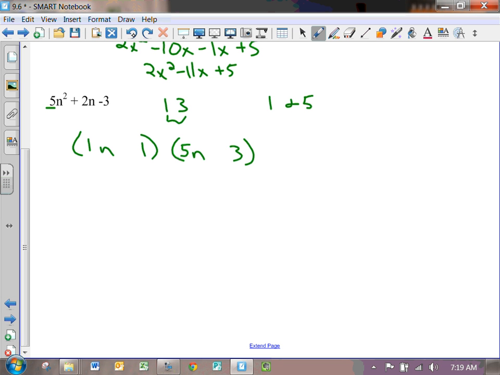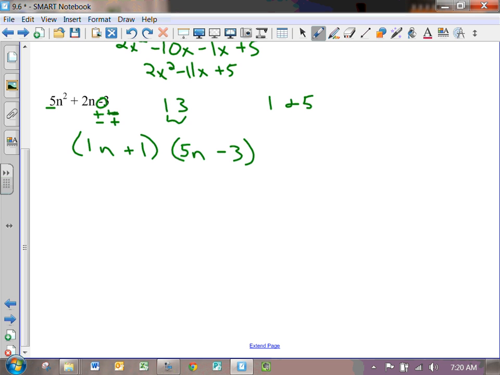So I'm going to look at signs. It's going to be a positive 2n, and we've got a minus 3, so it's either going to be plus minus or minus plus, one of those two. Now, the biggest one we're going to have is this inside, 5n times 1, so I want that to be positive. And I want this one to be minus, because 1n times the negative 3 is going to give me my 3. So all these kinds of things are going to come with time. It does take some rationalization.